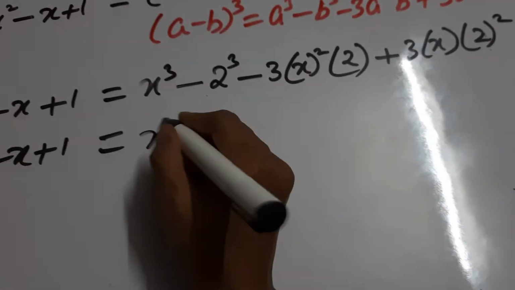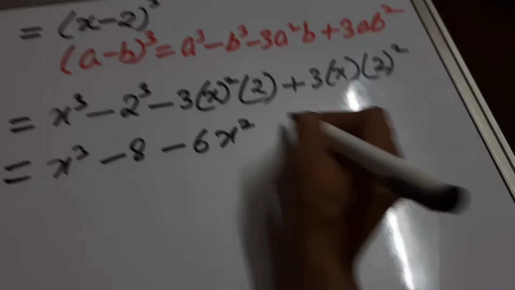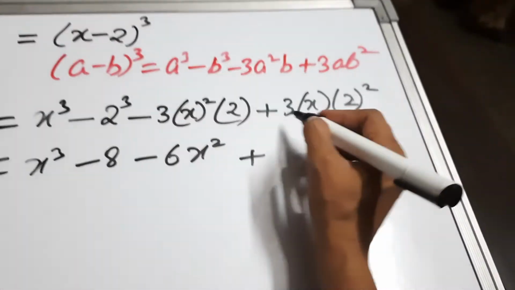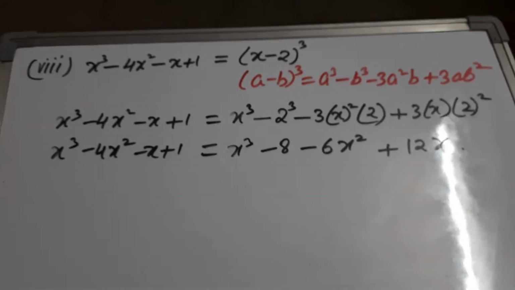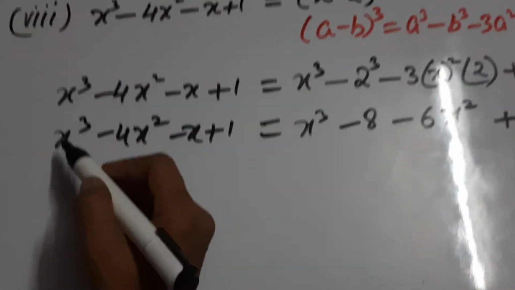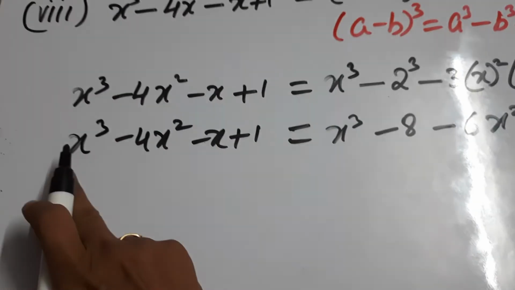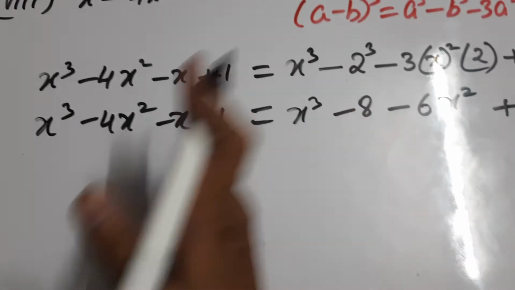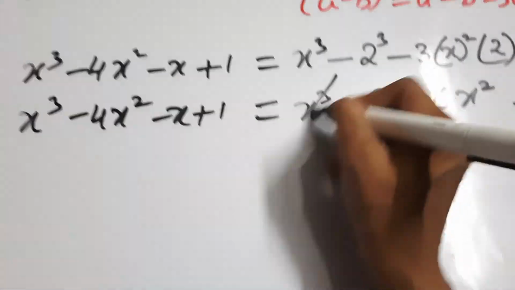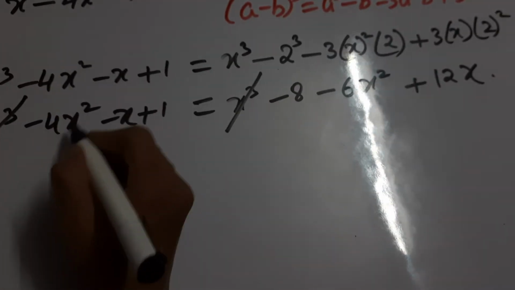So x cube minus 2 cube is 8, 3 2 is 6 x square plus 2 square is 4, 3 is 12x. So dear students, now in this case as you can see, here the coefficient of x cube is 1, here again the coefficient of x cube is 1. Both are positive and on left hand side and right hand side, opposite side, same sign, we can cancel them. So now let us solve them further.